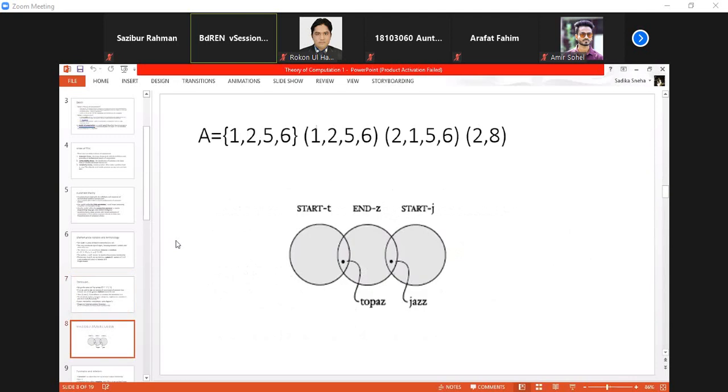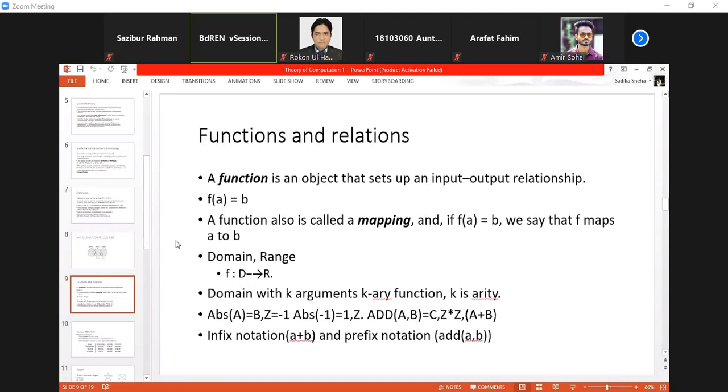We have seen Venn diagram and we have created some Venn diagrams. So this type of questions can be there in the exam. After that, we have learned what is function. A function is an object that sets up an input-output relationship, like we can see here. And we can also say that function maps. The task a function does is also called mapping.